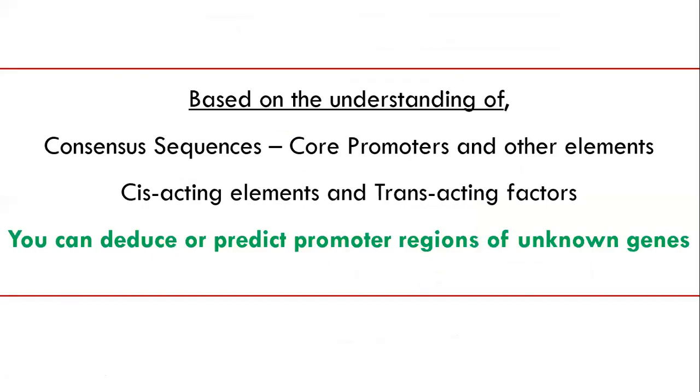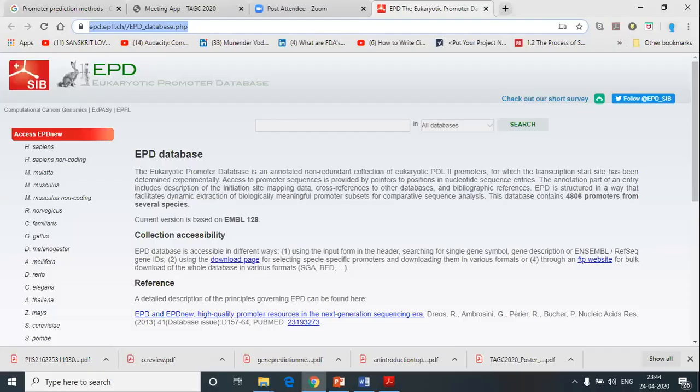Okay, coming on to the conclusion: how do you predict a promoter in a given sequence? It is based on the understanding of consensus sequences and the specific location of the core promoter, other elements, distal promoters, proximal elements, and also trans-acting factors, given in transcription factors. You can deduce or predict promoter regions of unknown genes or known genomes given a species comparison. How do you do that?